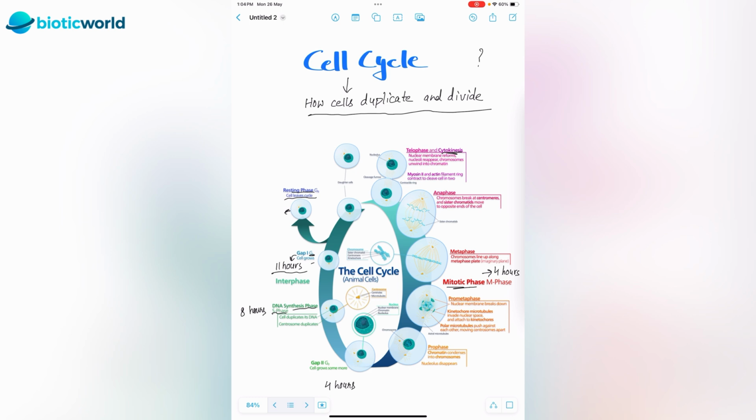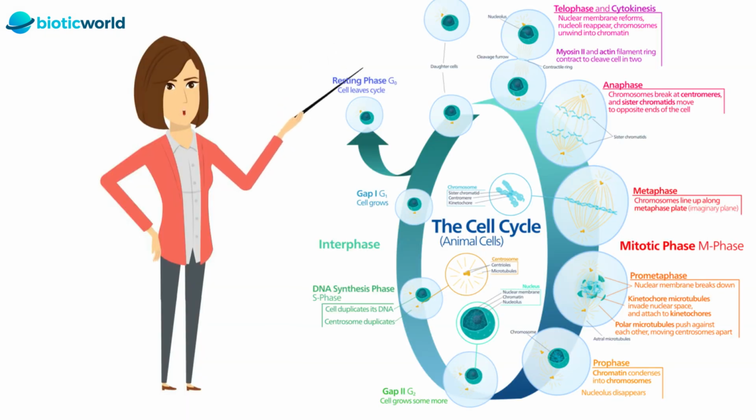Today let us learn about the cell cycle. What is a cell cycle? It is known as the process by which cells duplicate and divide. Today we are going to learn the cell cycle topic with an animal cell.